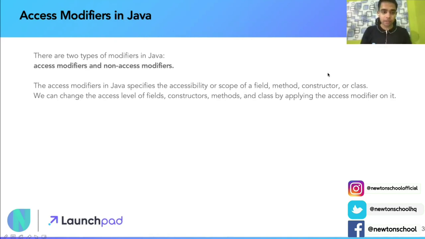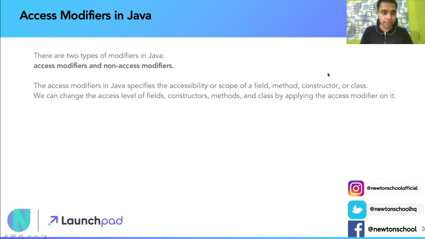Let's start with the basic thing. What is access modifier? Anything that defines the accessibility or scope of a field. What do I mean by accessibility and scope? कोई भी मेथड, कोई भी कंस्ट्रक्टर, कोई भी वेरिएबल, कोई भी क्लास कहाँ पे वो एक्सेसिबल है, किस पॉइंट पे मैं उसे एक्सेस कर सकता हूँ, किस पॉइंट पे मैं उसे एक्सेस नहीं कर सकता, जो उसका स्कोप ऑफ फील्ड है, that is defined by access modifier.